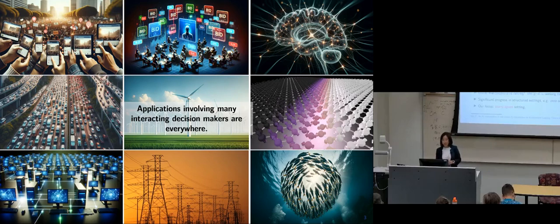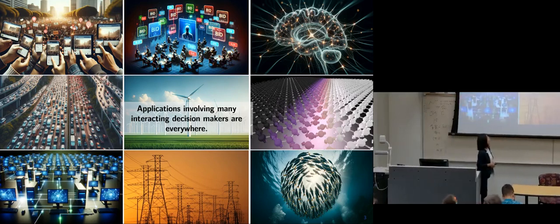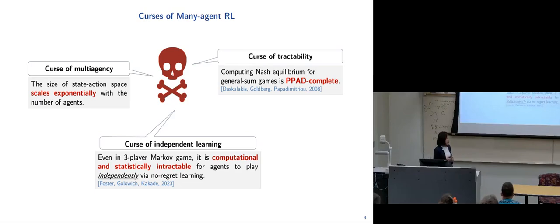I know that many of us do not really care about applications, but I do want to point out that applications involving many interacting decision makers are essentially everywhere and span a wide range of areas. This includes, for example, social science, where we try to model social dynamics and online bidding behaviors; engineering applications like traffic control, smart grid, or resource allocation; as well as scientific applications like the modeling of brain activities or animal herding effects, and so on and so forth. As you can see, in many of these applications, the number of agents or decision makers involved is huge.